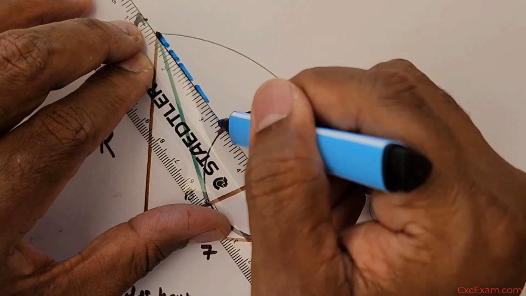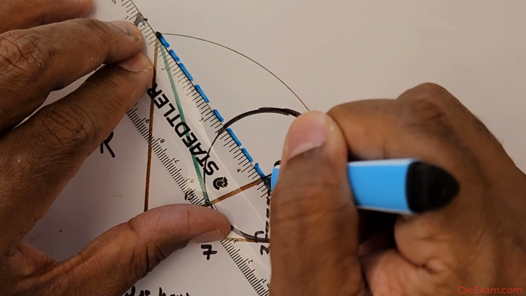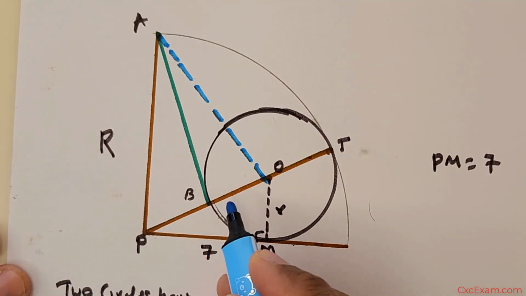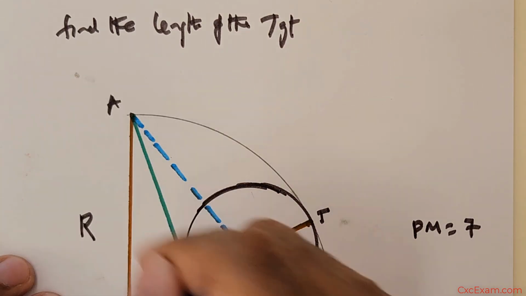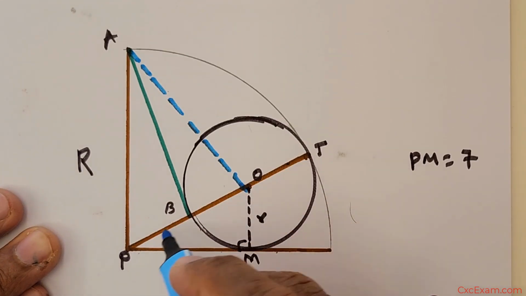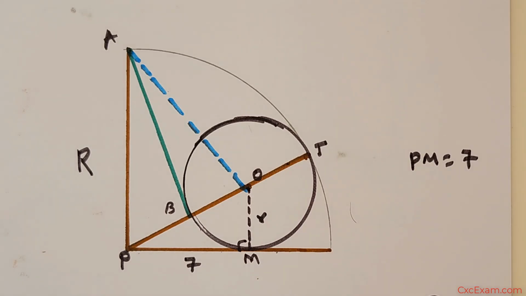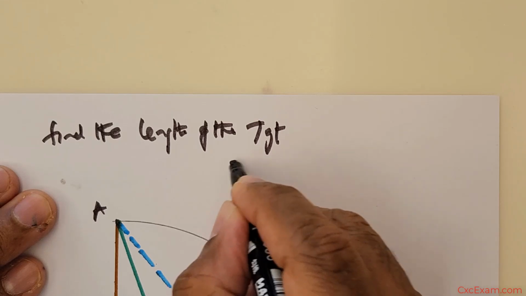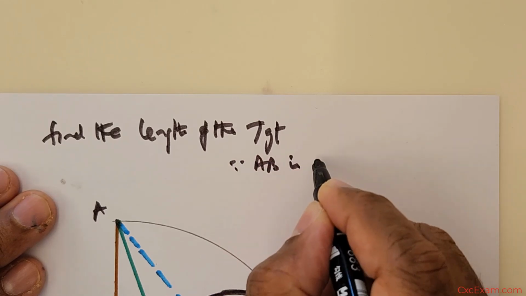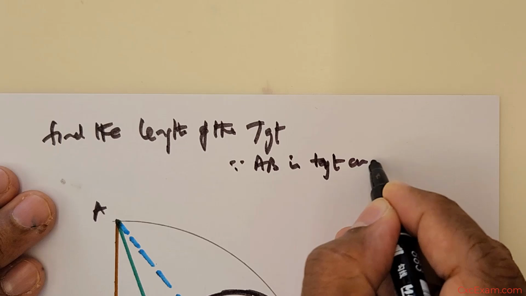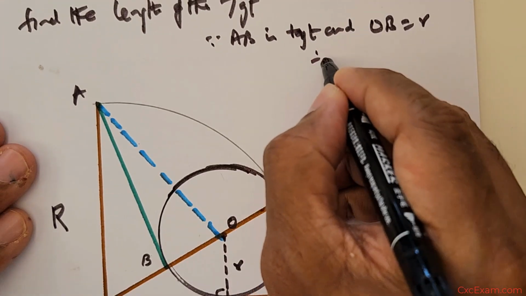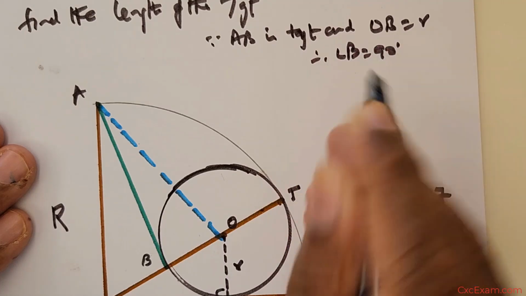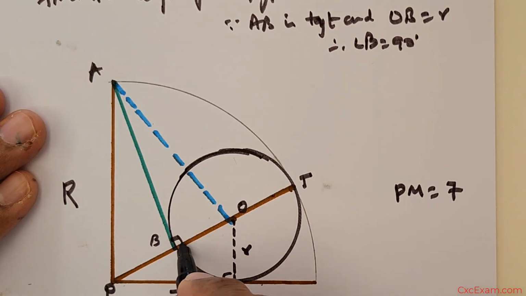So connecting A with O, what do you get? Now this is going to be 90 degrees. Why is this 90 degrees? Since AB is a tangent and OB is a radius. So I'm going to write that here: since AB is tangent and OB is equal to R, therefore angle at B will be equal to 90 degrees. So this is 90 degrees.